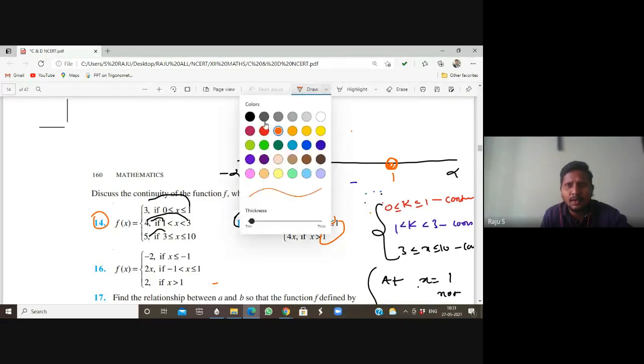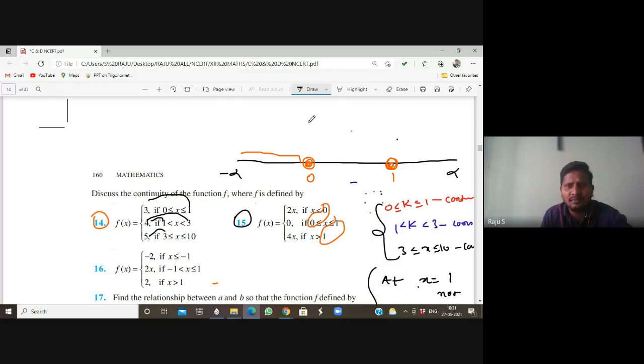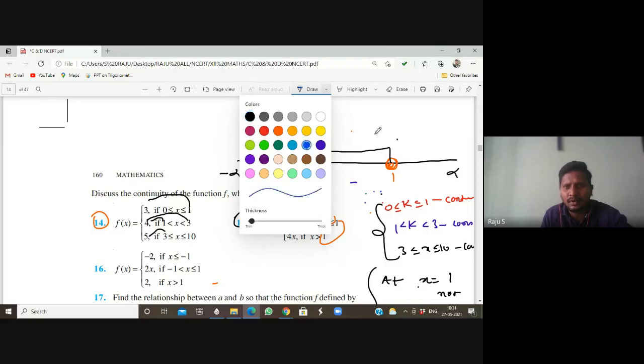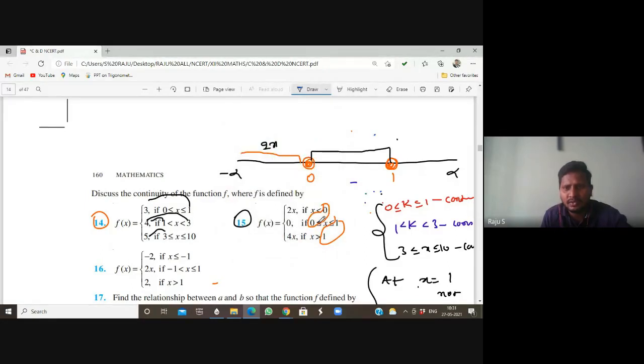For k lesser than 0, what is the function they given? The function is 2x, so 2x is the function from minus infinity till 0. Now from 0 till 1, what is the function they given? From 0 to 1, the function value is 0. Now for more than 1, the function value they given is 4x. These are the cases they given.